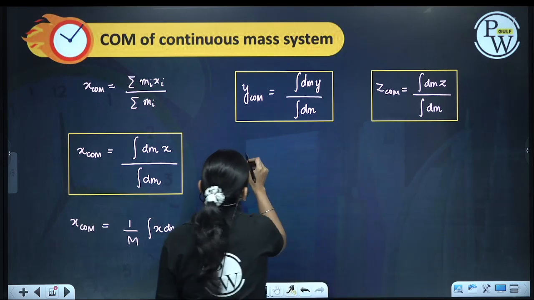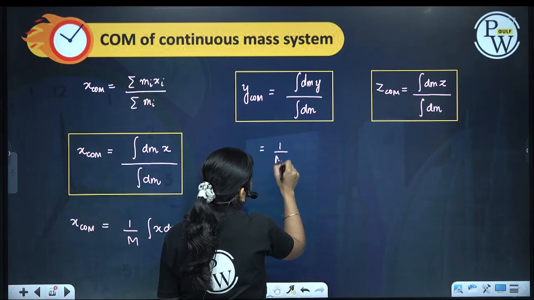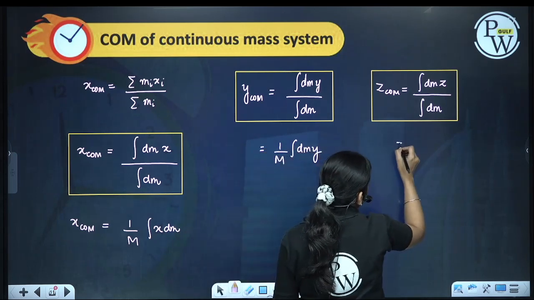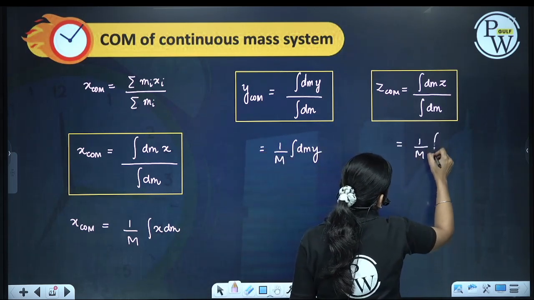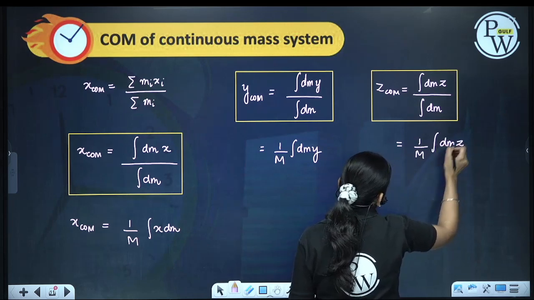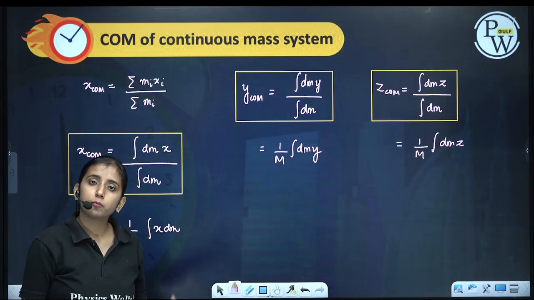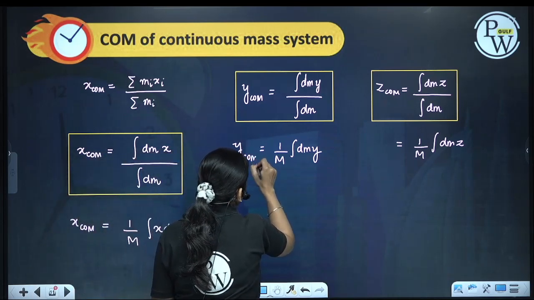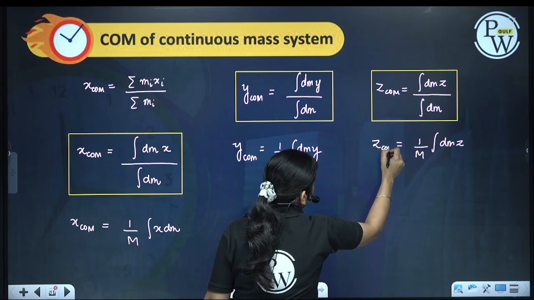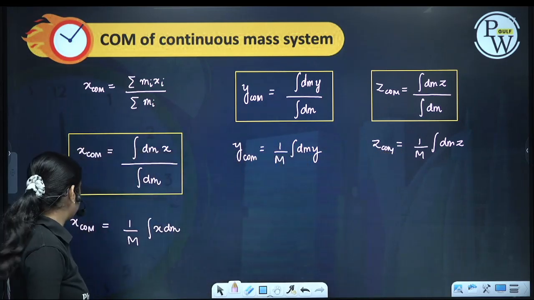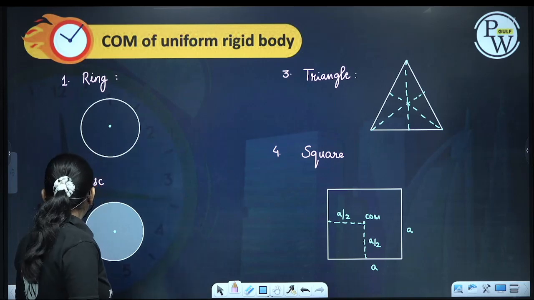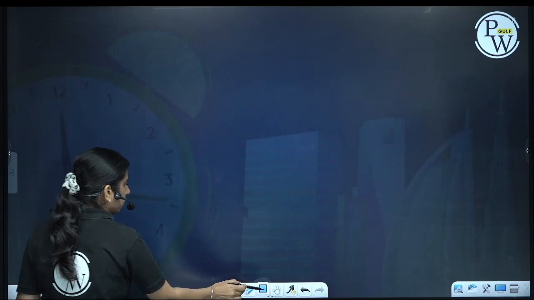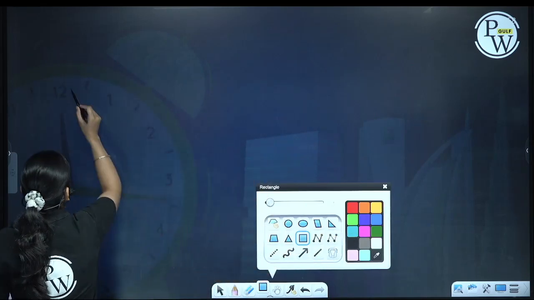We can also write it like this: 1 by M into the integral of y dm, and 1 by M into the integral of z dm. The integral of dm will give me the whole mass of the body. This is my y_COM and this is my z coordinate of the center of mass. So let us calculate it for one body, like a rod.